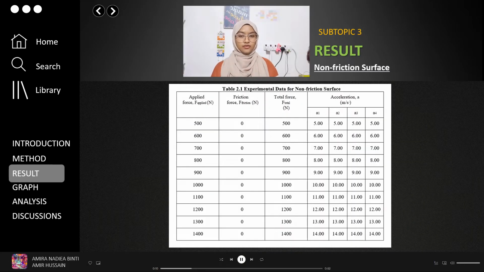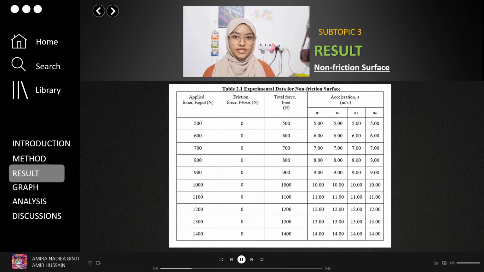So here is the result after we carried out the experiments. For the result of the non-friction surface, as you can see here in the table, the friction force is 0. So the applied force is equal to the total force. We start this experiment with 500 Newton and we increase it by 100 for each data, and we do it for 9 different applied forces. So for the 500 Newton, as you can see, the result for the acceleration we got here is 5.00. We repeated it 3 times, so we got 4 data here for each applied force.